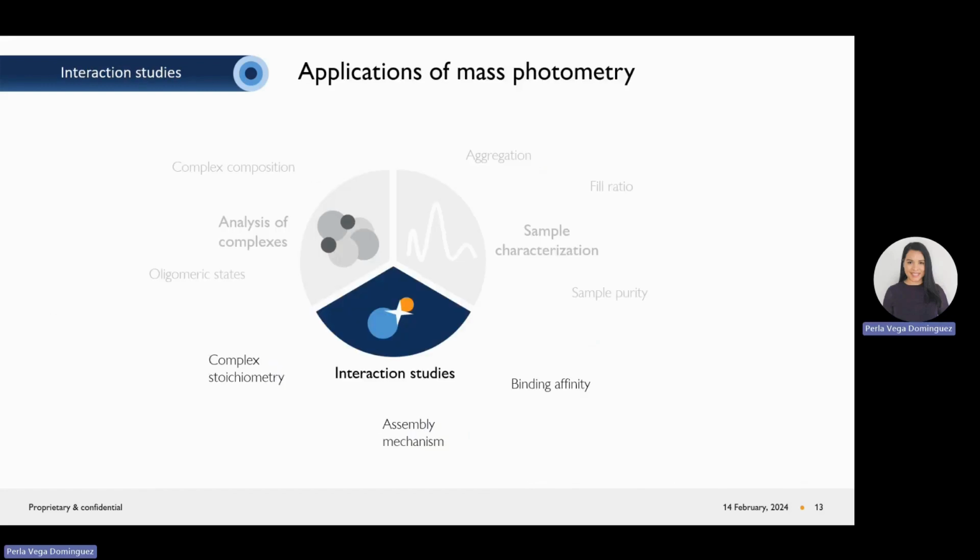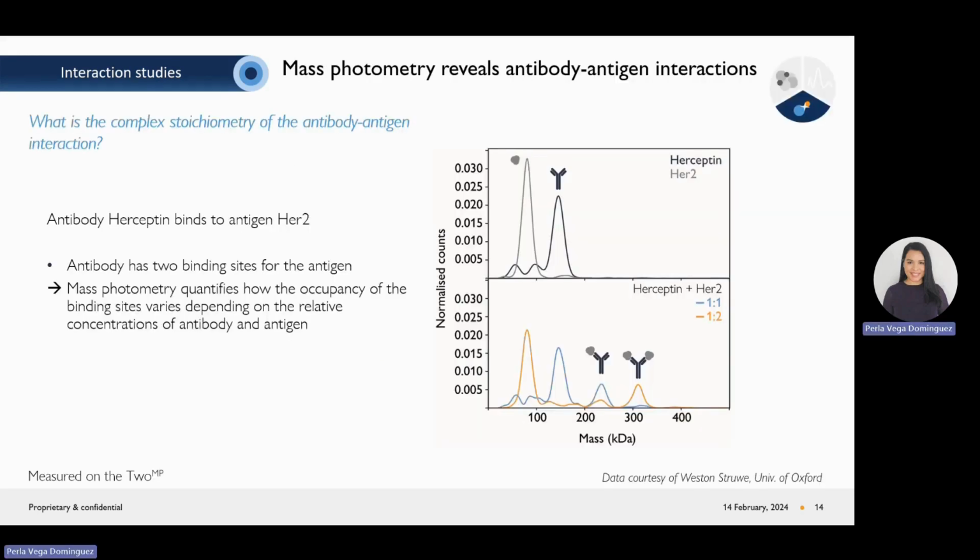Finally, we can gain insights on how mass photometry can help us to understand how different species interact with each other under different conditions or depending on different components. The example that I am going to be showing on this slide shows how mass photometry can be used to understand how biomolecules interact under different conditions.